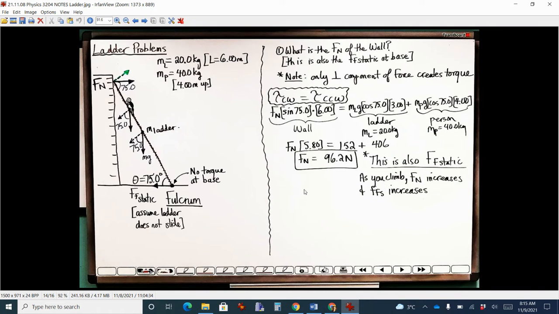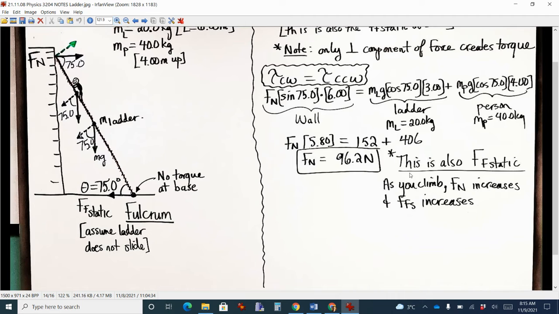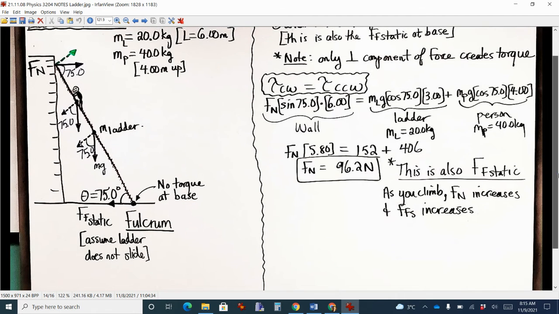Hi, folks. I just wanted to run through that ladder problem that I showed you yesterday. This is the one that I had drawn on the board. I have this set up with my ladder at a 75-degree angle, and it's resting on the ground. The base here is going to be the fulcrum. That means that the rotation is going to occur around that site.